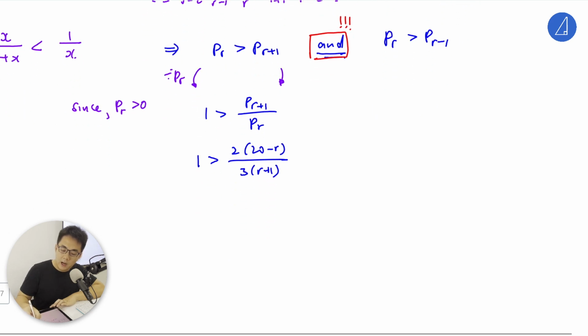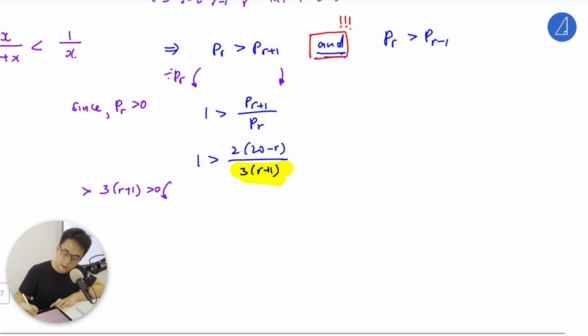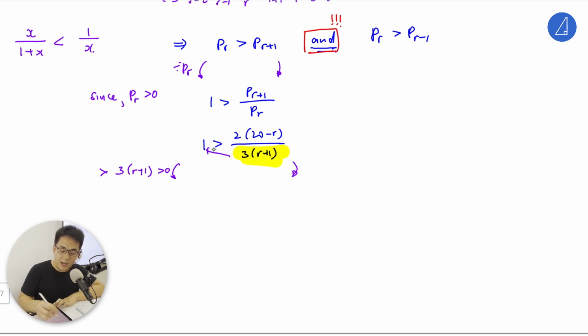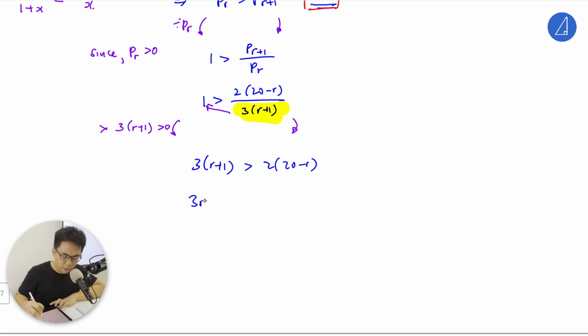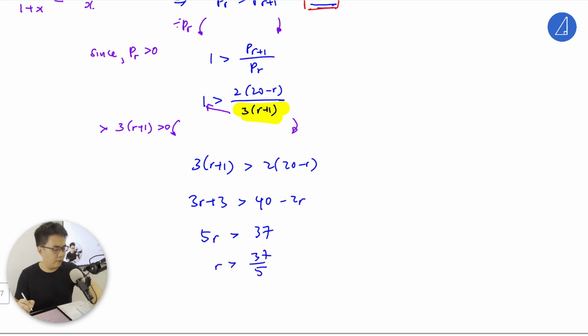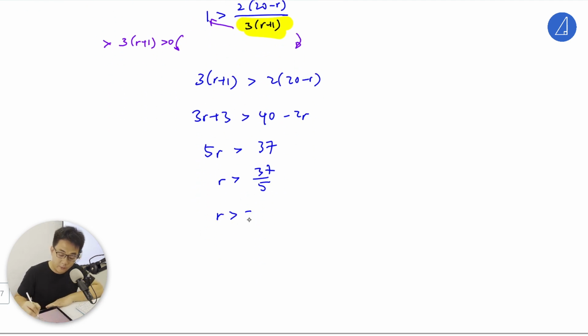Similarly, I know that this is always positive, so I can cross multiply over to the other side. Because R is positive, 3R plus 1 is positive, so I can cross multiply. But under normal circumstances, I can't. Only in this case you can, because it's positive. So this is 3R plus 1 bigger than 220 minus R. This will be 3R plus 3 bigger than 40 minus 2R. 5R bigger than 37. R bigger than 37 divided by 5, 7.4. Okay, so R is bigger than 7.4.